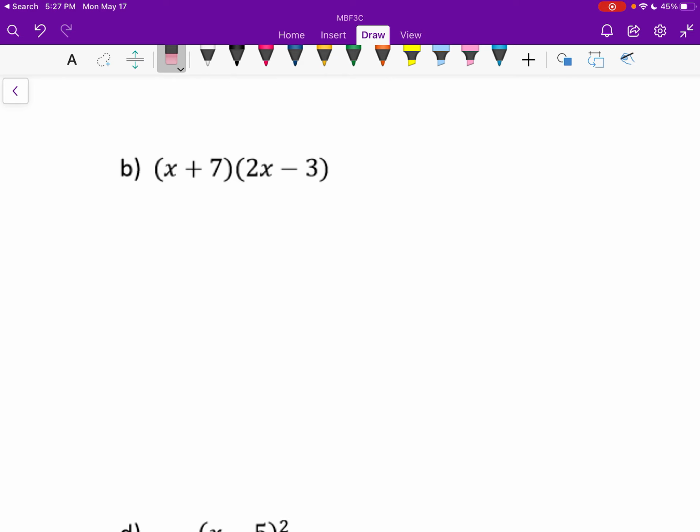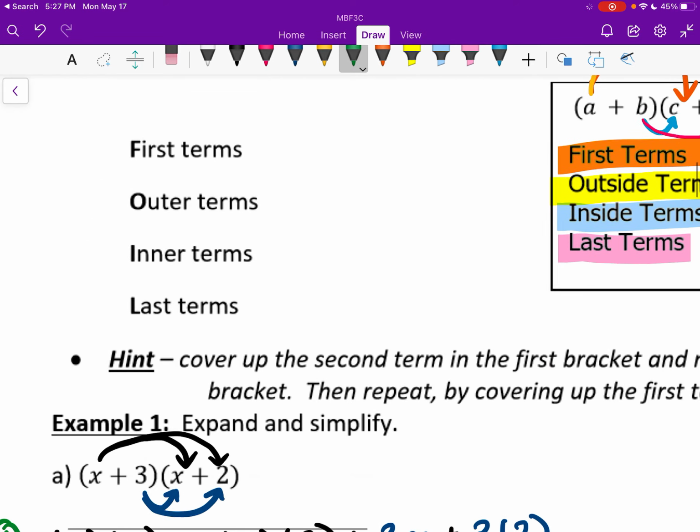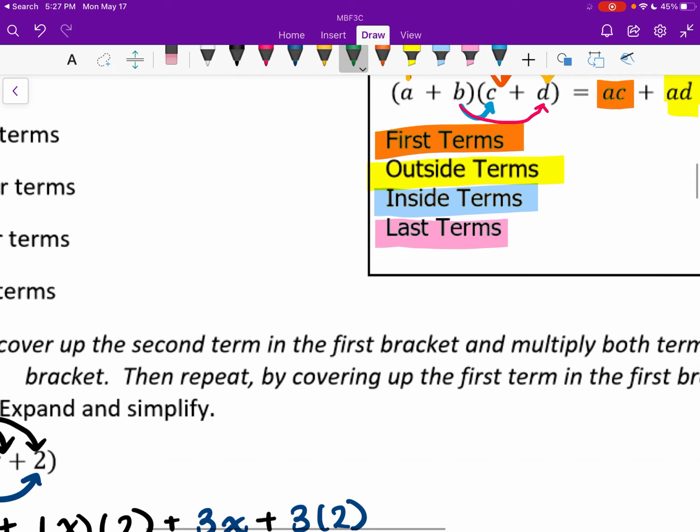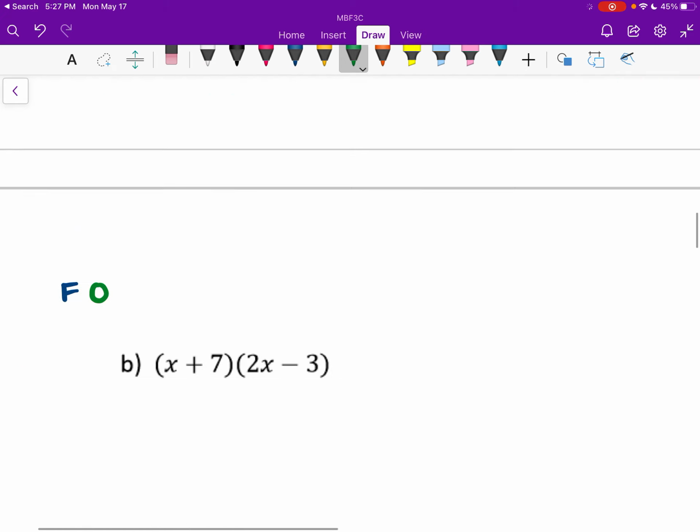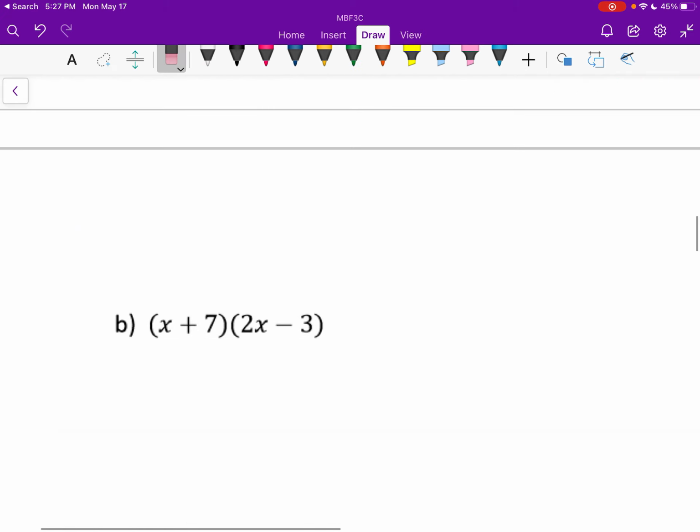So here we have this one. Let's use our FOIL method. I like to do them in colors for the first couple that we have. Let's use the same color. So I think we said F was orange, O was yellow, I was blue, and then L. So let's start off. Let's do our first terms.